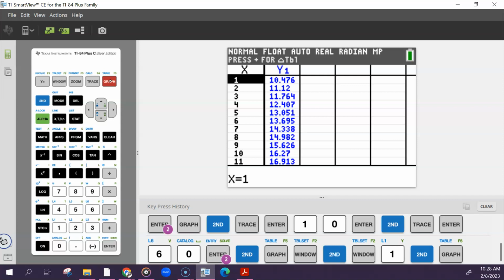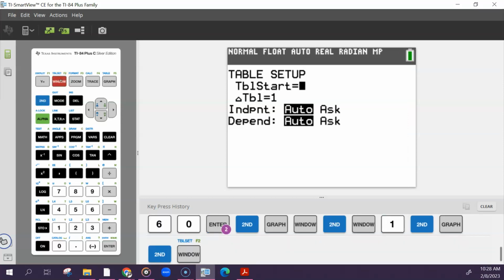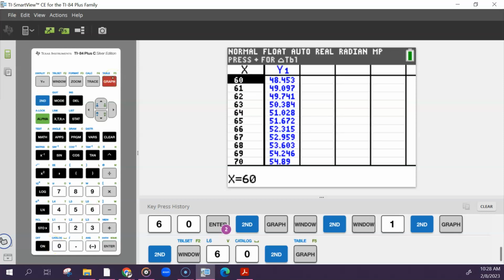You could scroll all the way down to 60, but that would take some time. You could also just change it. Second window, change that to 60, and go back to the table to see what that value will be. And then use this same thing to go back and find your x. So we know our y value has to be greater than 45, and at 55 is when that happens.